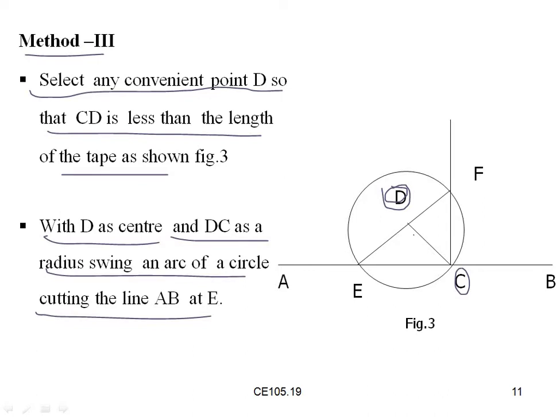With D as center and DC as radius, swing an arc of a circle cutting the line AB. So this is the line AB. By keeping the point here with the radius R, cut it on the line AB, and those points are known as E and C.